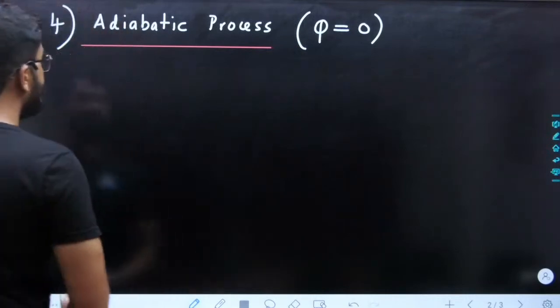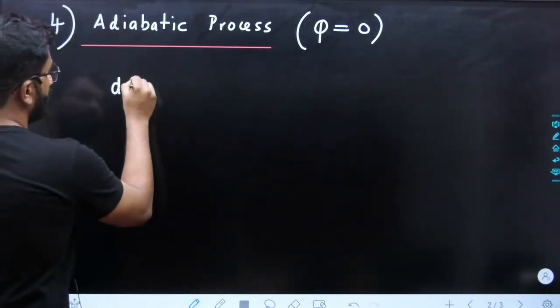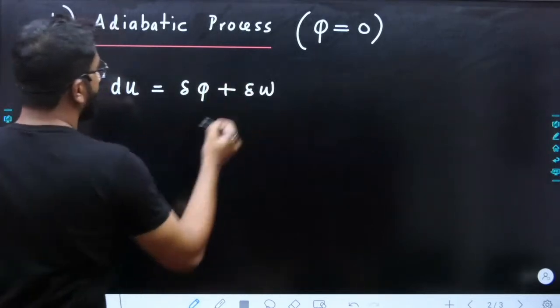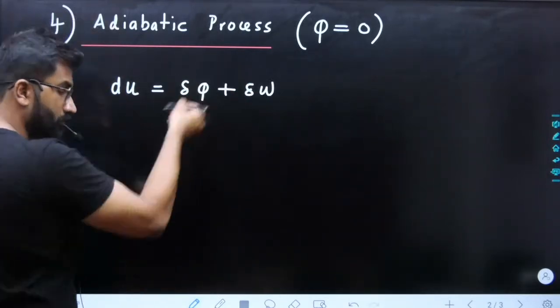Okay. Now you can see adiabatic. You have the first law equation: dU is equal to δQ plus δW. Okay. So δQ is cancelled out.